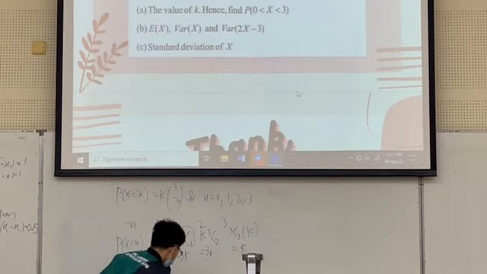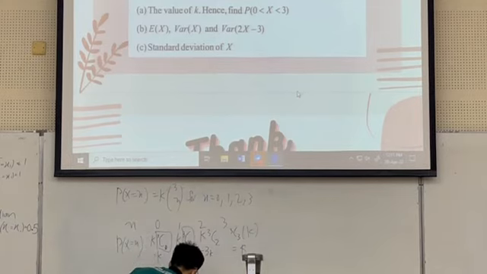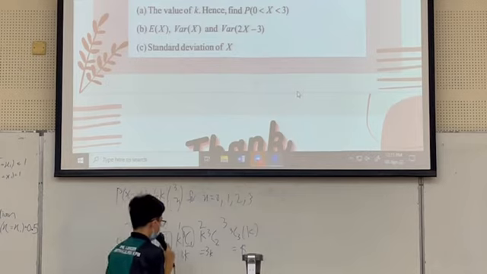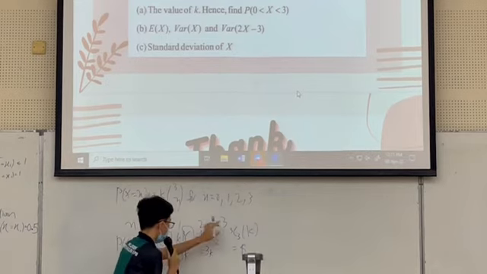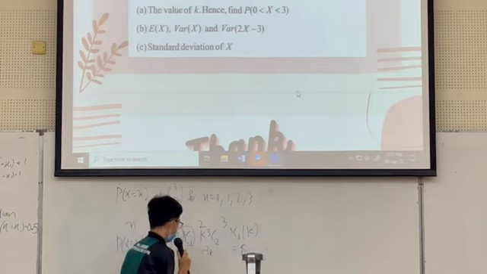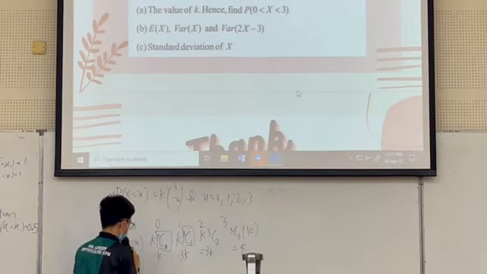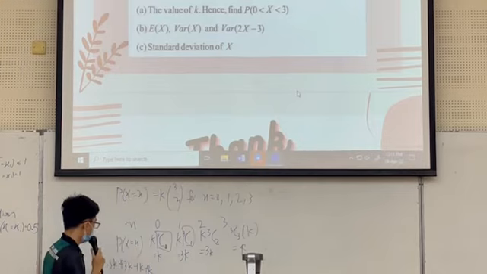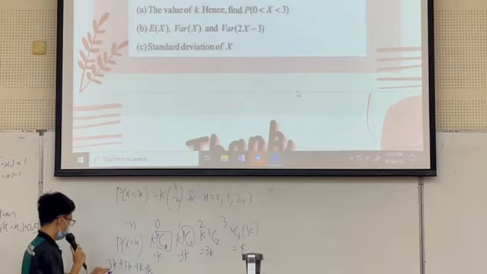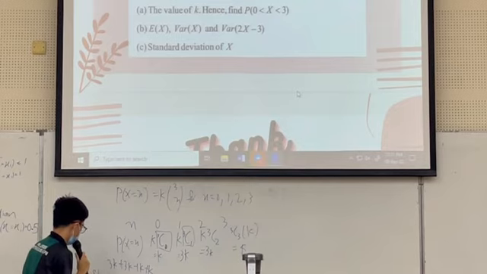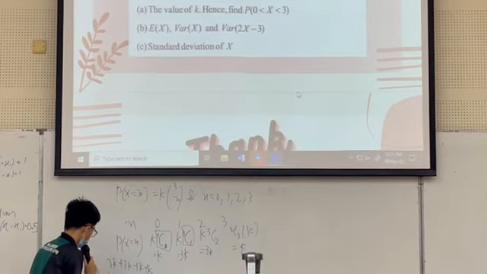So now, the first question is find the value of k. So we all know that if I simply sum all this, we will get 1. So 3k plus 3k plus k plus k is equal to 8k equals 1. K equals 1 over 8.